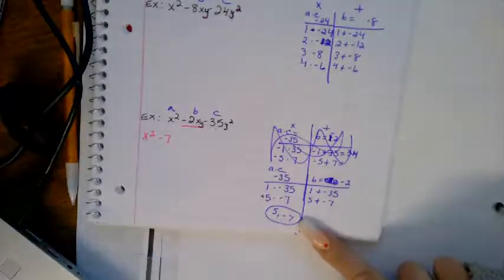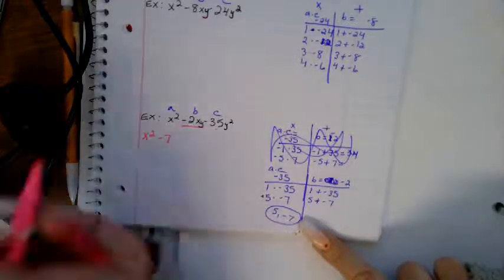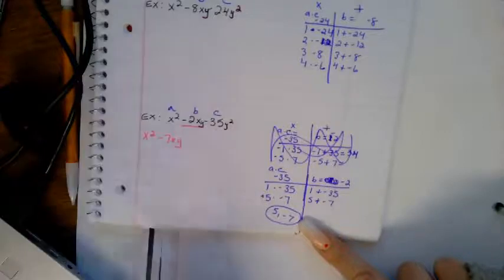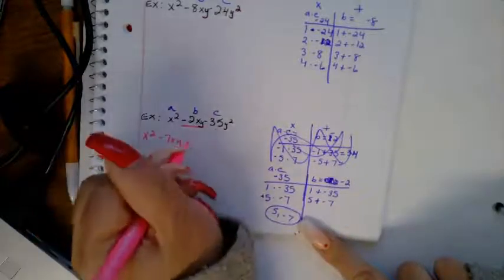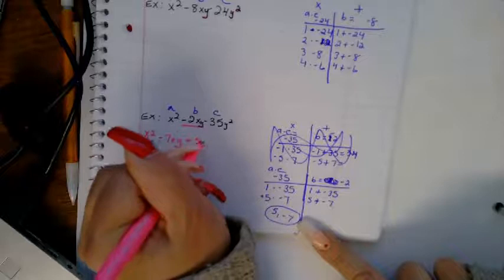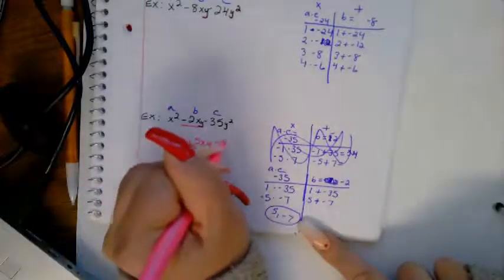Okay, so that'll be our negative 7xy, and then we have our positive 5xy, and then bring down our 35y squared. Okay, are we all good there, guys? All good? Okay, here we go.